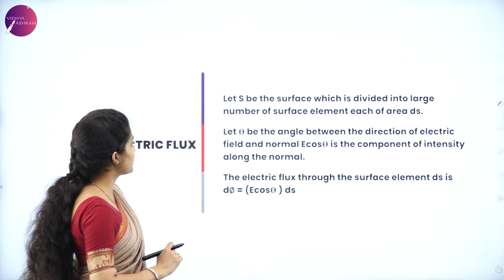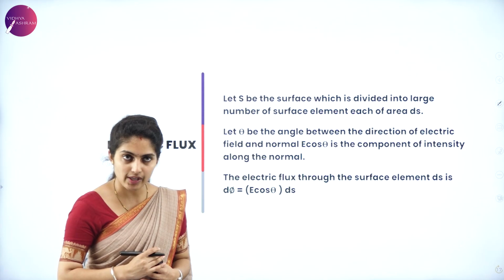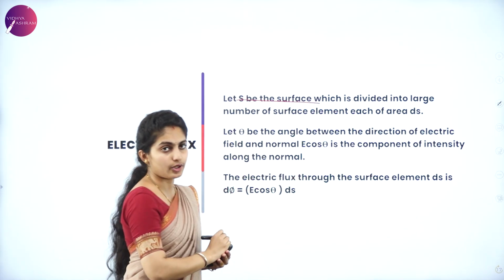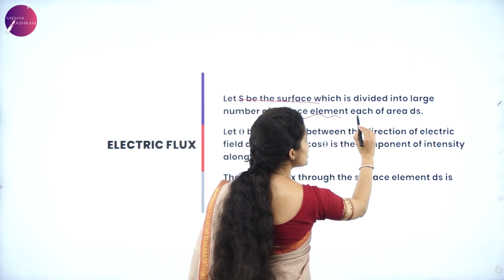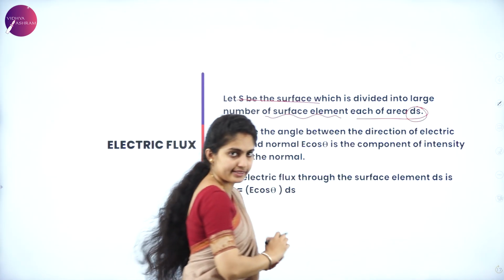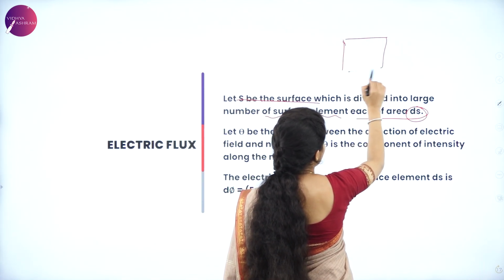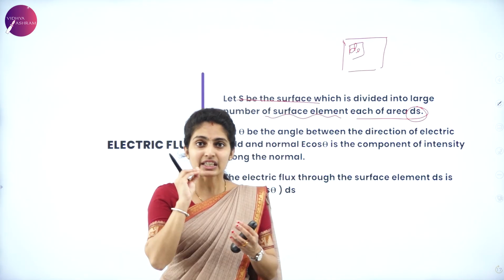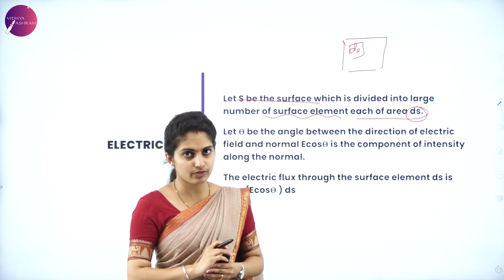So next, coming to the same electric flux, let's see how the flux formula is given. If S is the surface of a conductor which is divided into a large number of surface elements, each having the area ds. So if this is a conductor with surface elements, ds can be one of the surface element areas. Each has an area ds on the surface element of a conductor.